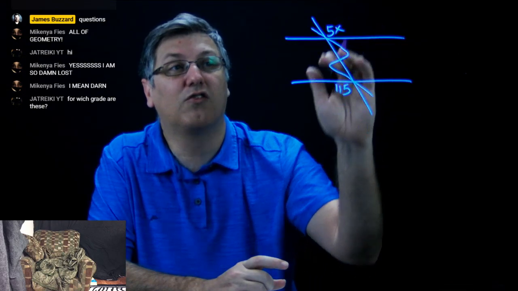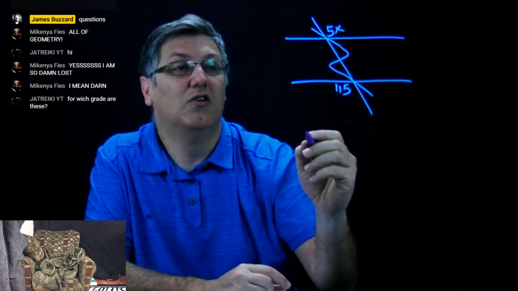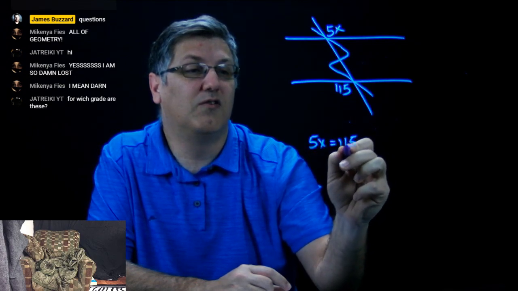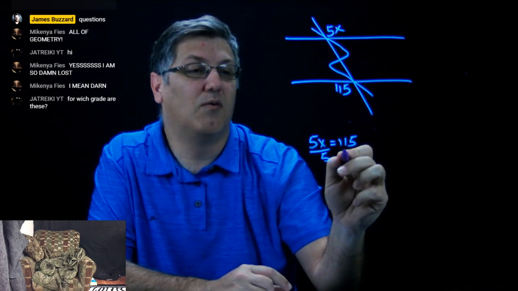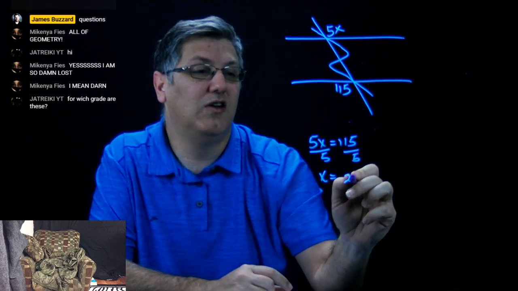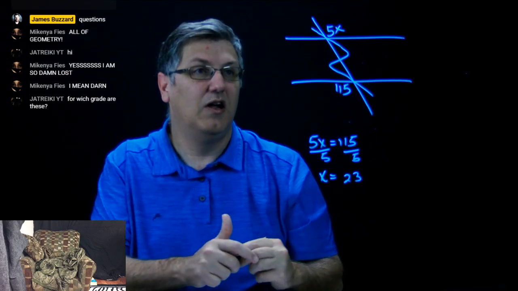That means these angles have to equal each other. So all I do is 5x equals 115, divide by 5 on both sides, and we get x equals 23, and that's it.